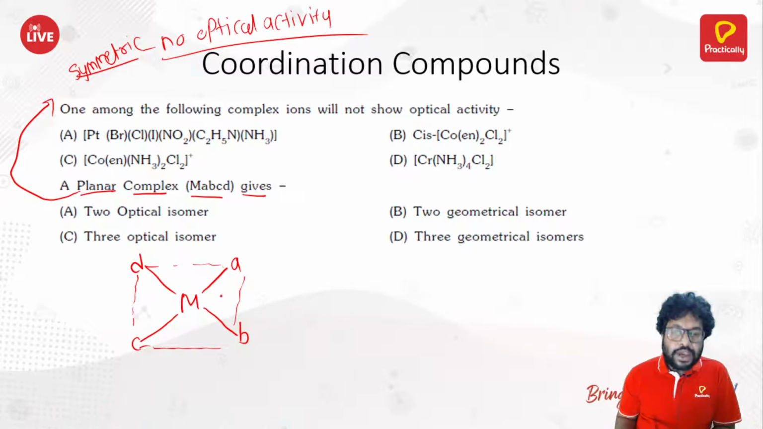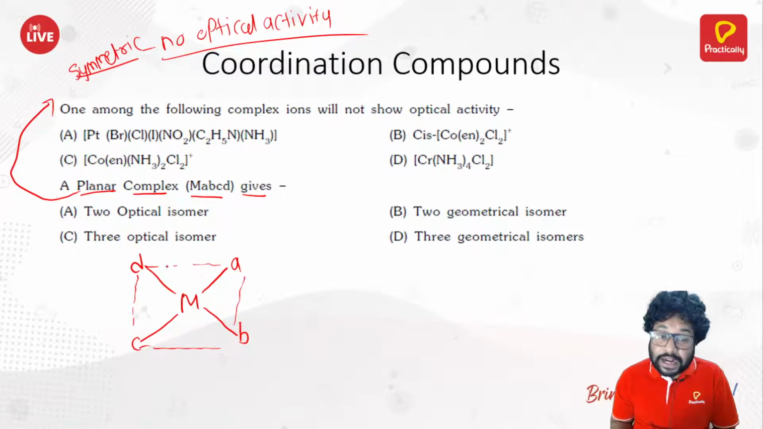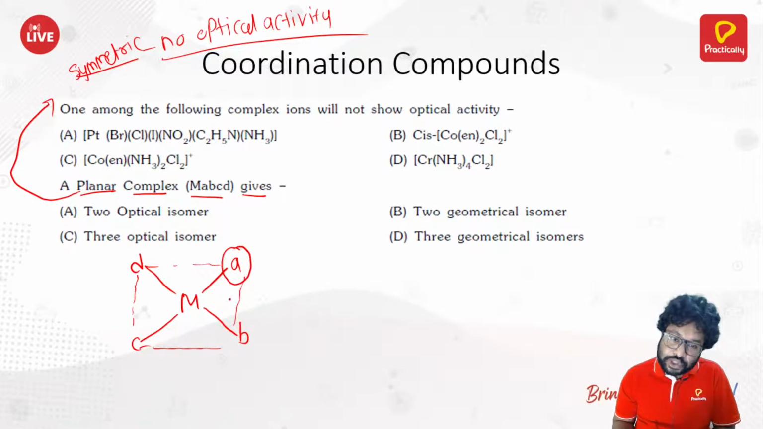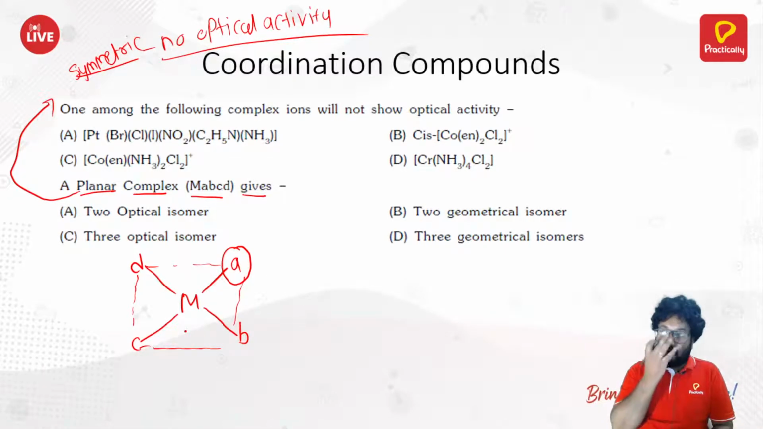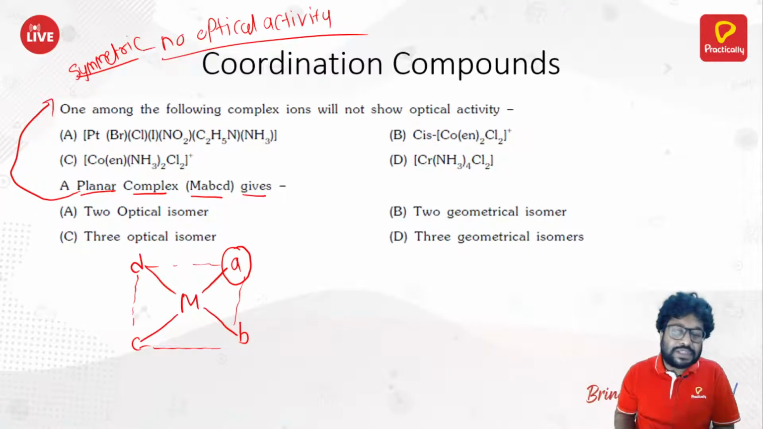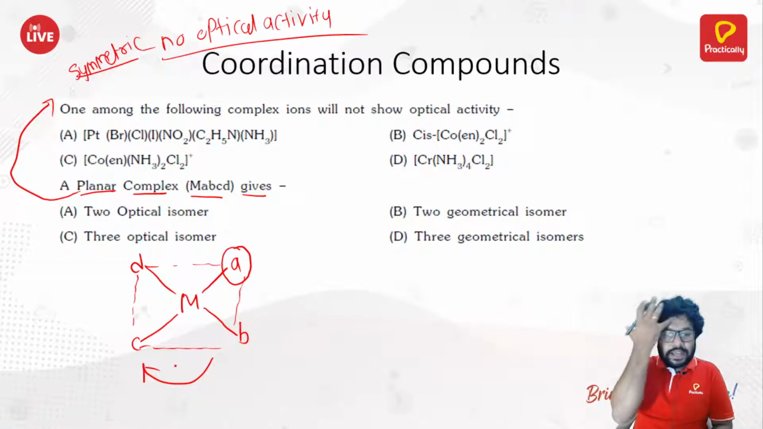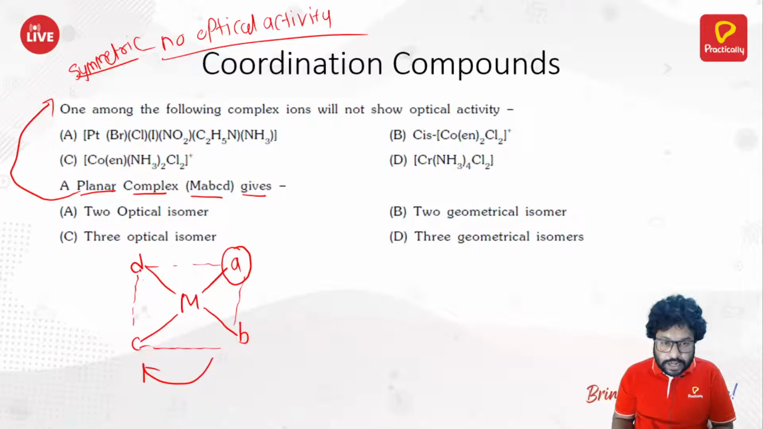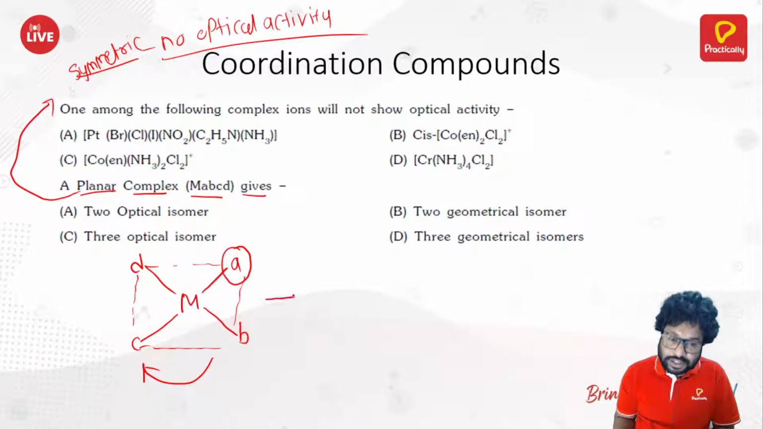So what do you do now? You keep the A constant and rotate the other ligands. You keep the A constant at its position and rotate the other ligands in whatever manner. Let's suppose you are rotating this in a clockwise manner. Okay? And let's see how many geometrical isomers can be obtained. So B goes to C position, C goes to D position, D goes to B position. D cannot go to A because we are keeping A constant.